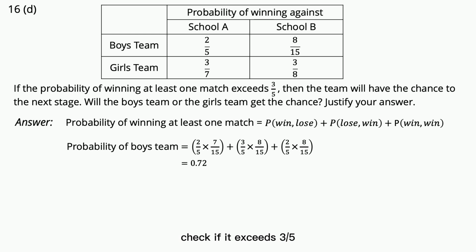Check if it exceeds 3/5. Convert 3/5 into decimal, that's 0.6. Since 0.72 is greater than 0.6, the boys' team meets the requirement.